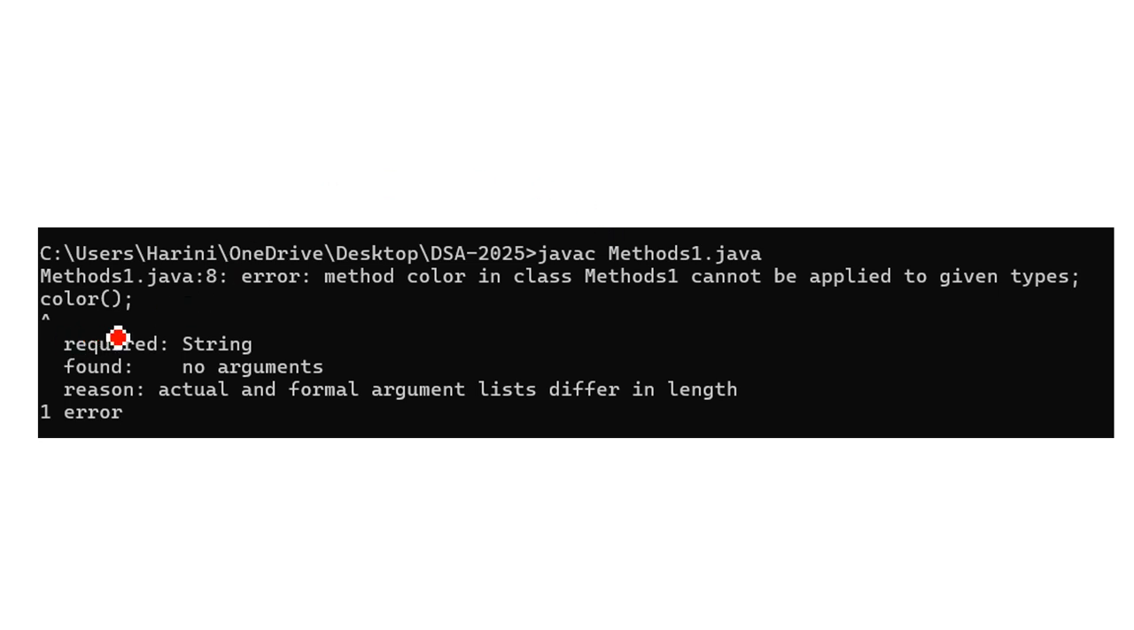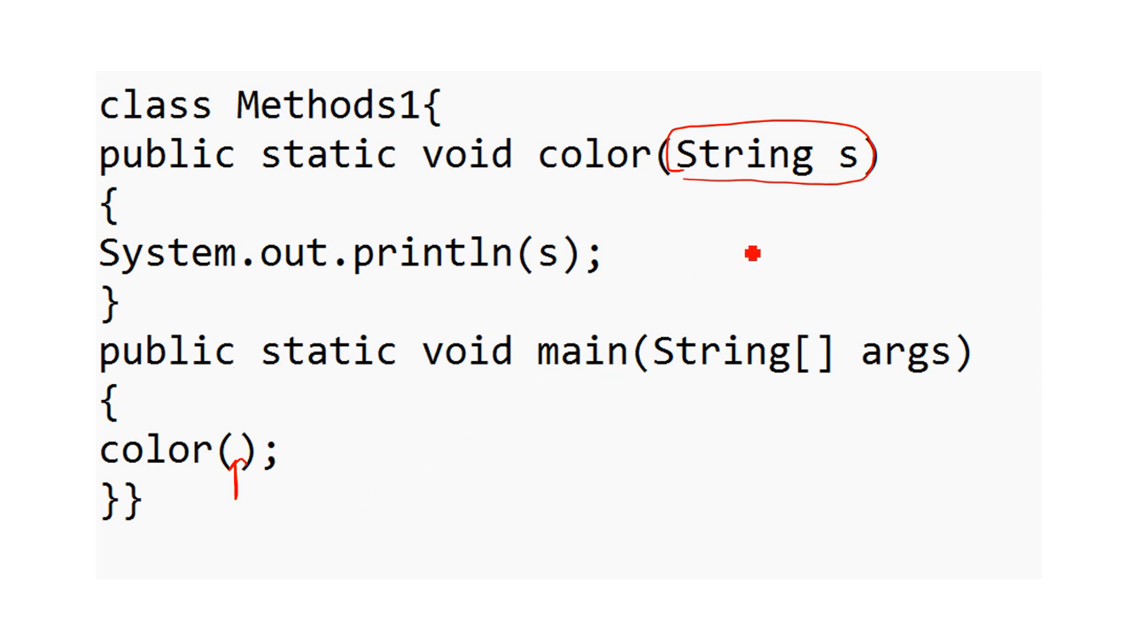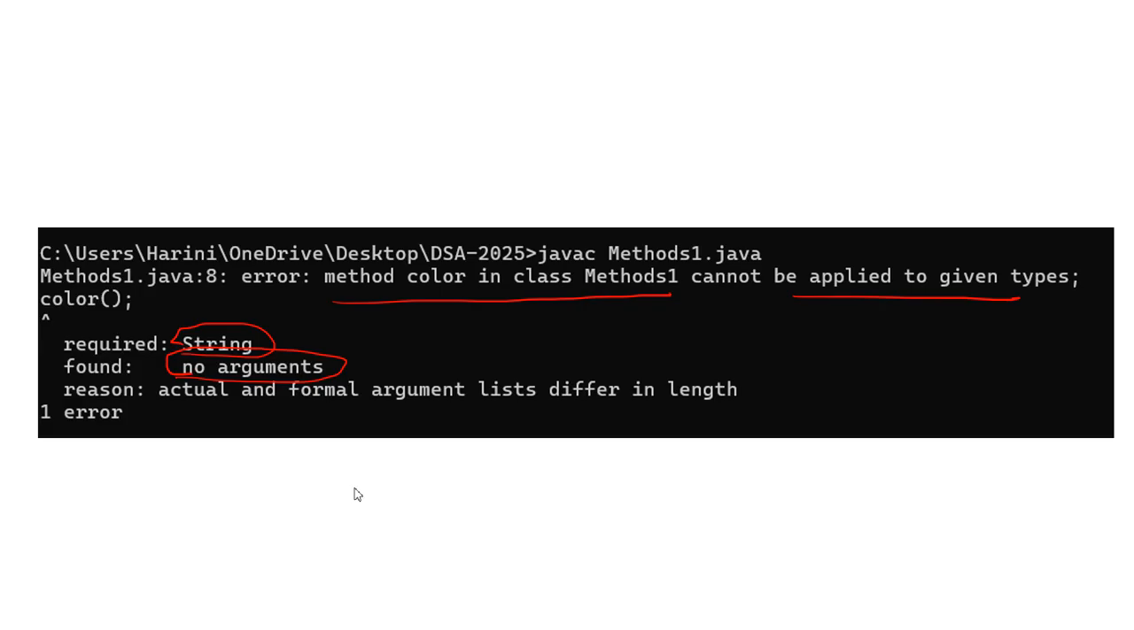See, you got an error. So what does the error say? Method color in class methods1 cannot be applied. Why? Because a string is required and you are not sending any arguments. So it cannot work like that. So we already discussed, if it is expecting one parameter, then I'll have to send one argument from here. If I have two parameters here, I need to have two arguments from here.